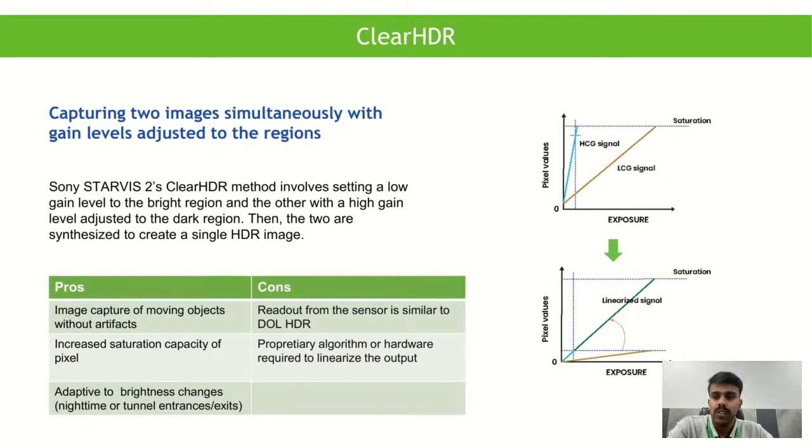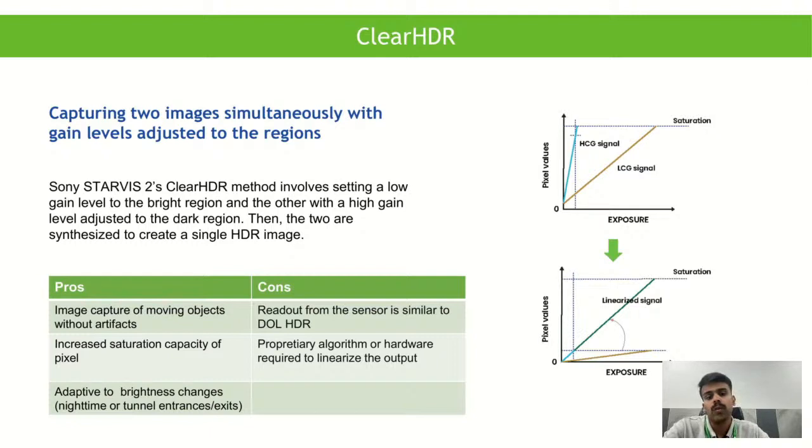Probably this is one of the first ways of using HDR. In all the previous methods that we discussed, motion blur was a challenge that could not be eliminated, and ghosting was a challenge that could not be eliminated if motion was there in the scene. But in the case of clear HDR, this is a proprietary method from Sony, and this supports getting two different output values from the same pixel. This is called high conversion gain as well as low conversion gain. So the pixel supports both these modes, and you get two different outputs from the same pixel.